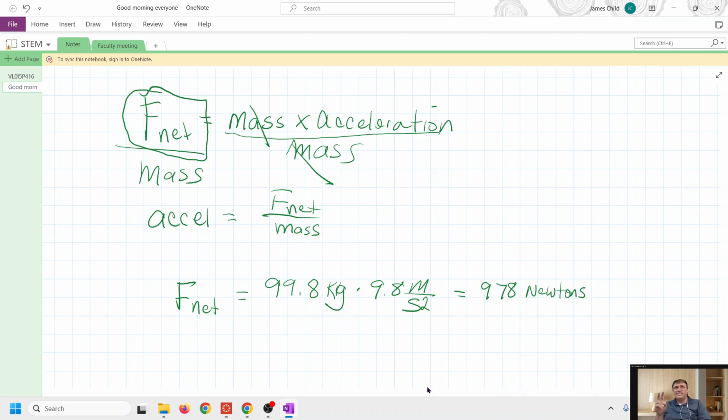This is Newton's second law. Newton's second law is force is equal to mass times acceleration. That's what Newton's second law is.